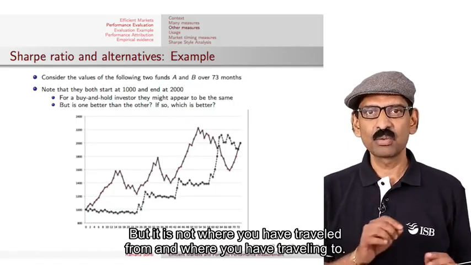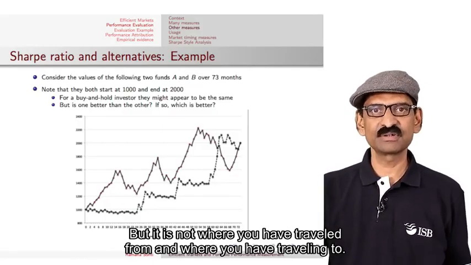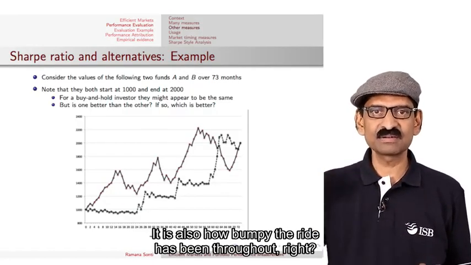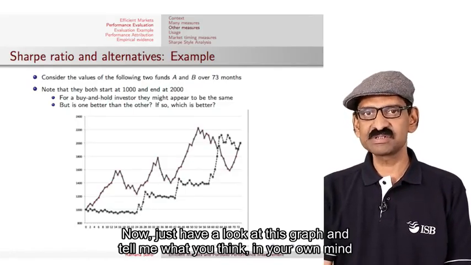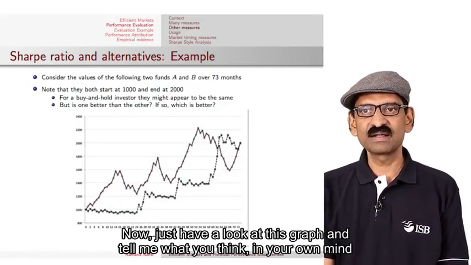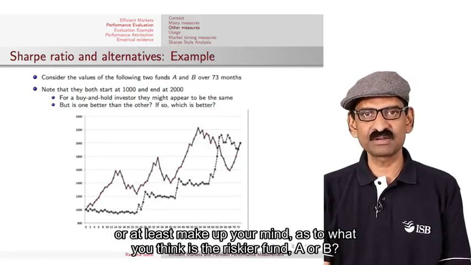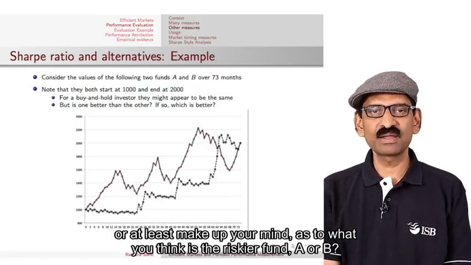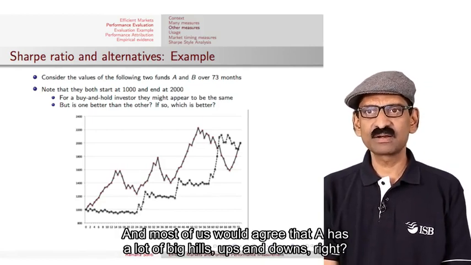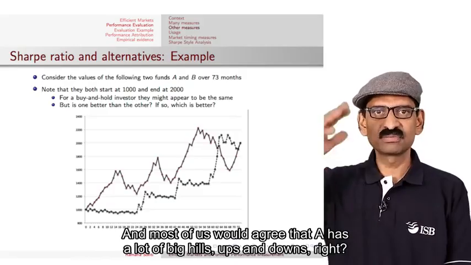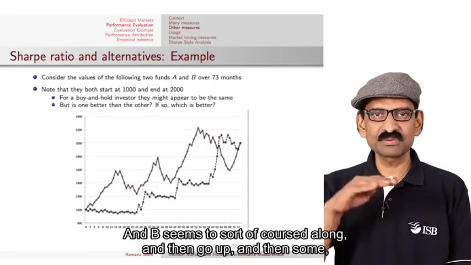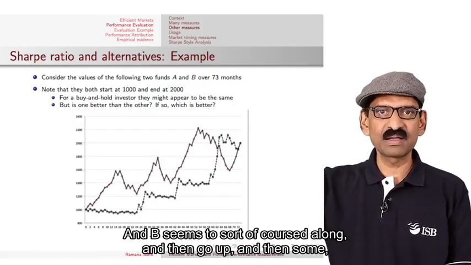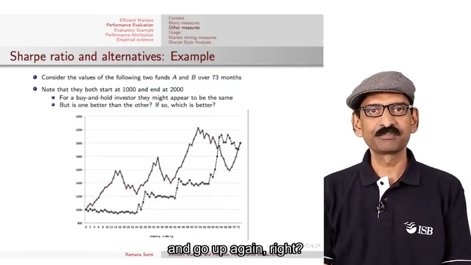But it is not just where you have traveled from and where you have traveled to, it is also how bumpy the ride has been throughout. In other words, we care about risk. Now just have a look at this graph and make up your mind as to what you think is the riskier fund, A or B. Most of us would agree that A has a lot of big hills, ups and downs, and B seems to sort of coast along and then go up and then go up again.